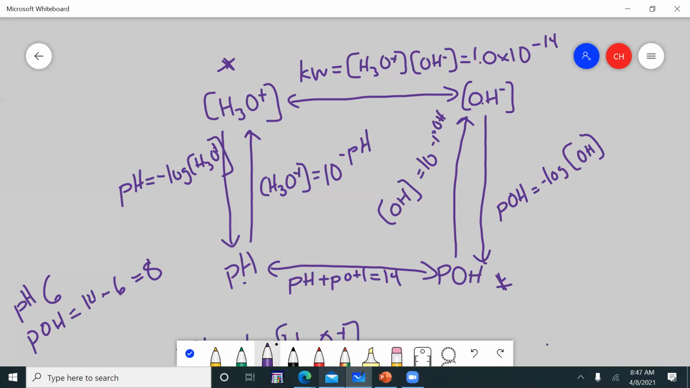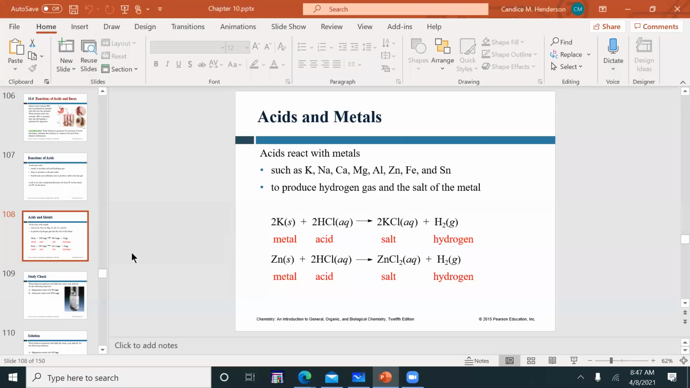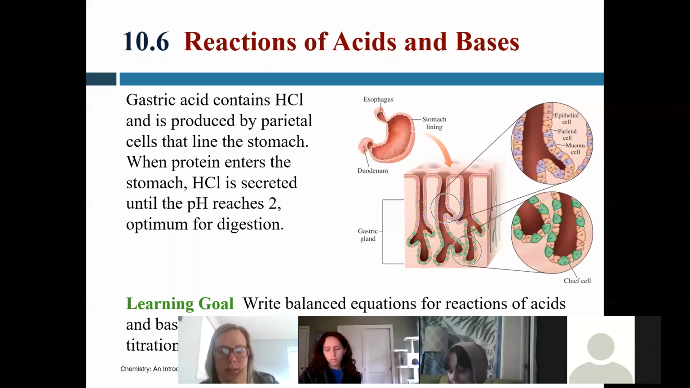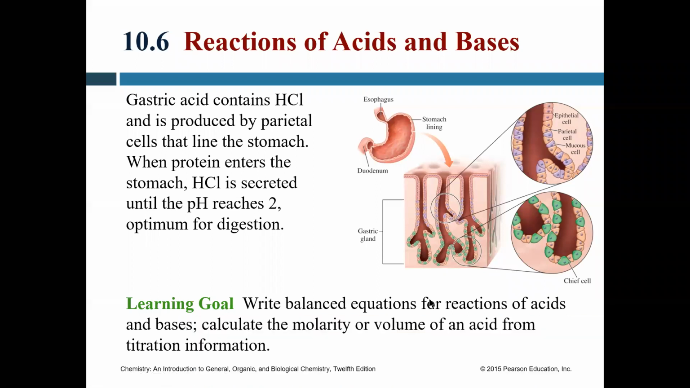So just to make sure we get through everything today, I'm going to keep moving forward here. So, reactions of acids and bases. We've kind of covered some of this already, but gastric acid in your stomach is made up of HCl and is produced in the cells of your stomach. The reason that our stomachs are acidic is because it helps to kill the bacteria in our food so we don't get sick.